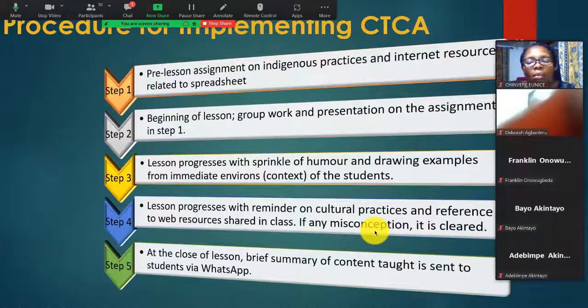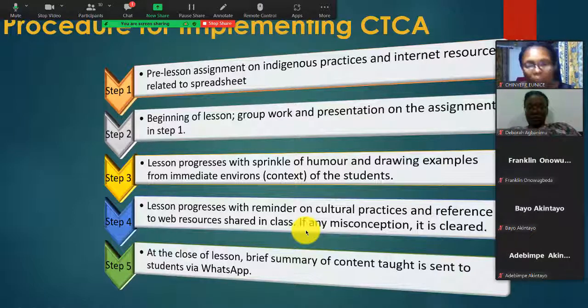And if there's any misconception, the teacher clears it. So at the end of the lesson, this is another exciting part of it. The teacher for the first lesson will summarize the lesson by way of some short notes, two pages, like an SMS, and send to the students. But thereafter, the students in the class will take turns in sending the summaries to themselves.